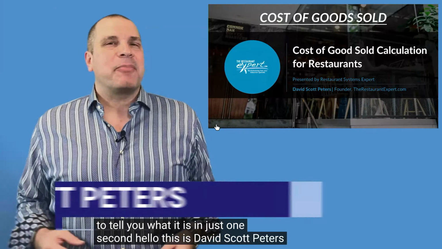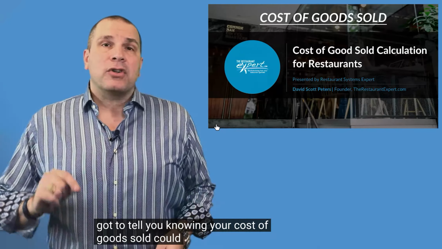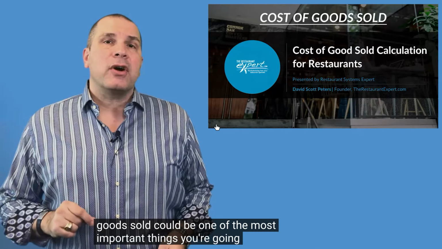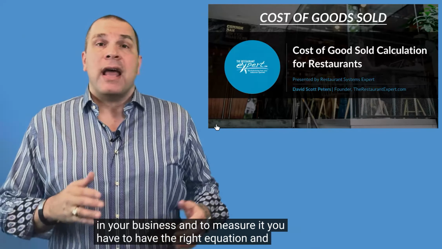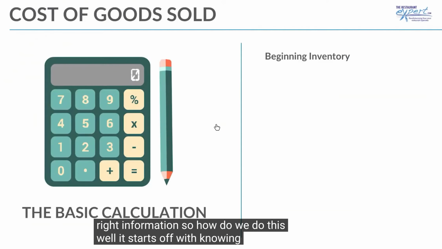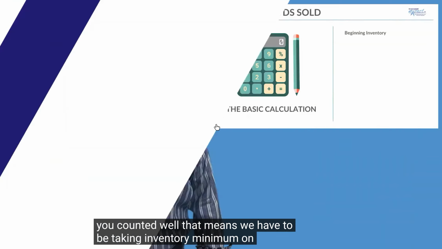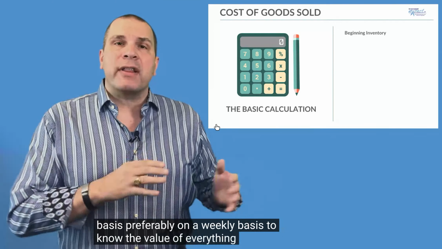Hello, this is Dave Scott Peters with therestaurantexpert.com, and I got to tell you, knowing your cost of goods sold could be one of the most important things you're going to measure in your business. And to measure it, you have to have the right equation and the right information. So how do we do this? Well, it starts off with knowing your beginning inventory. Beginning inventory is what was on the shelves the last time you counted. Well, that means we have to be taking inventory minimum on a monthly basis, preferably on a weekly basis, to know the value of everything on the shelves.